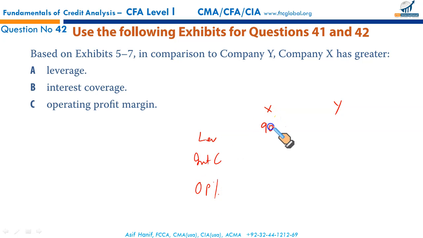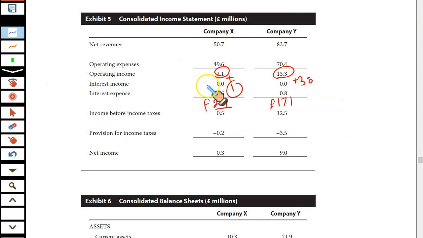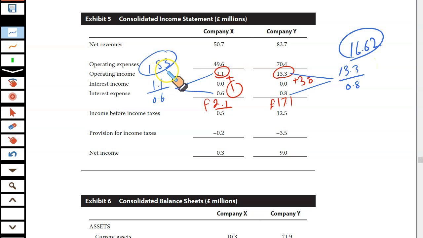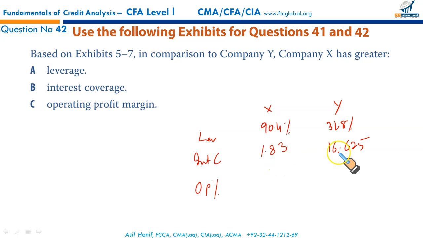So the numbers were 90.4% and 31.8%. Let's calculate the interest coverage now. Now this is the operating income for X. This is the interest expense, operating income over interest expense. So we can calculate 1.1 upon 0.6 and 13.3 upon 0.8. So 1.83 is the interest coverage for company X and 16.62 is the interest coverage for company Y. Let's plug these numbers there. So interest coverage for both X and Y.